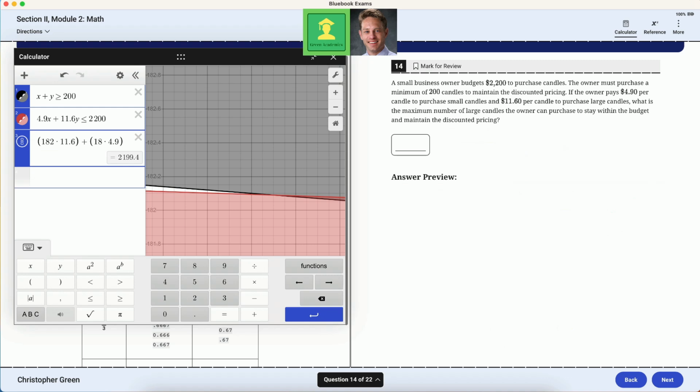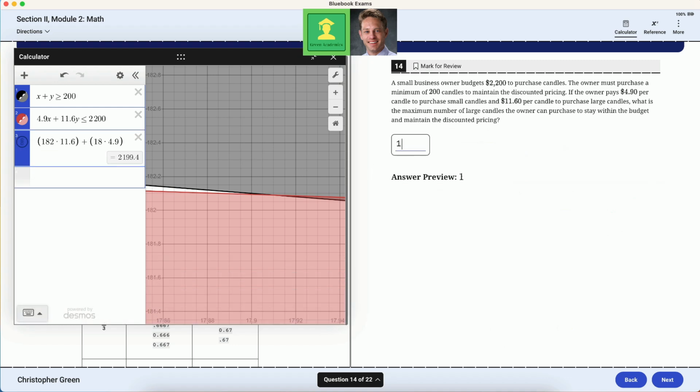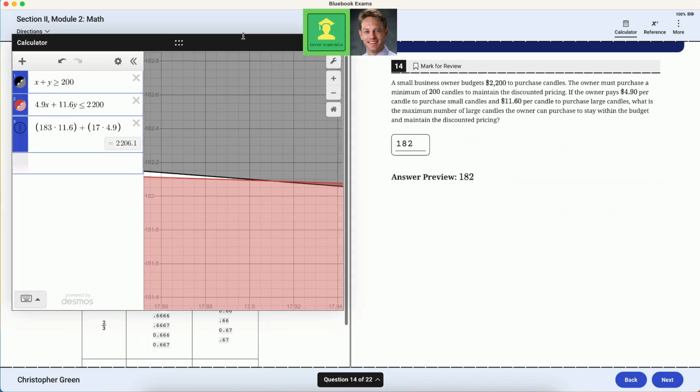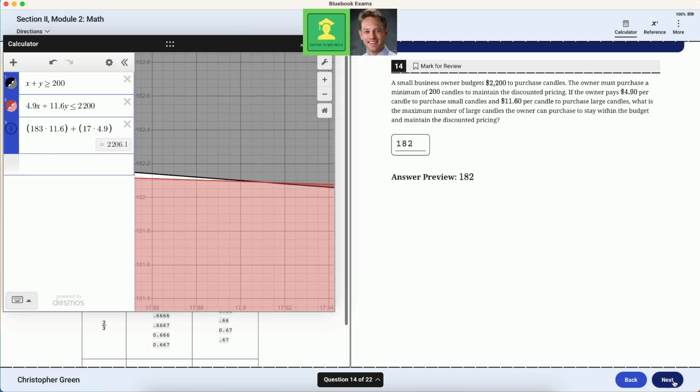You could also confirm that 182 is the answer by putting in the next available integer and seeing that you go over it. So 182 is the answer, but watch what happens if it was 183. Then even if this goes down to 17, yeah, you're still over 2,206. So a tricky question, you have to understand how to adjust the window for a system of inequalities, but Desmos does help you if you understand what you're doing.